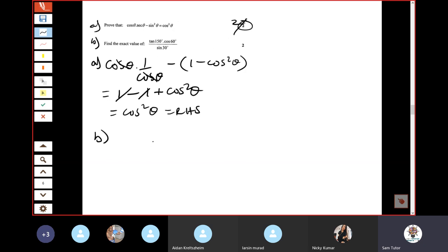B. Natalia, because you missed out some of these exact values, I would like you to do it with me. You there? Yeah, right. Let's find the exact value of this expression. Also worth 2 marks. All right. So you can't plug the whole thing into your calculator, right? We'll do it individually. So tan 150.